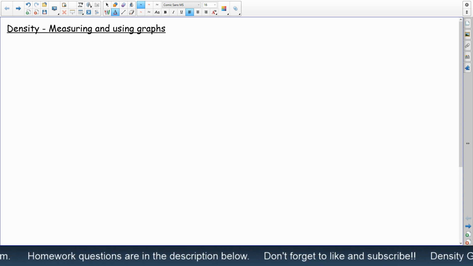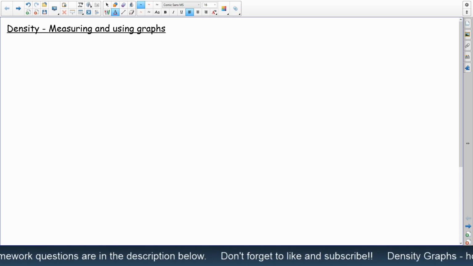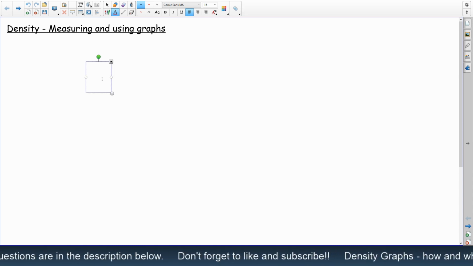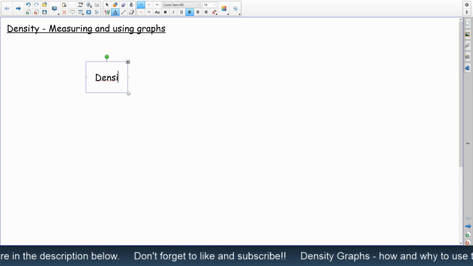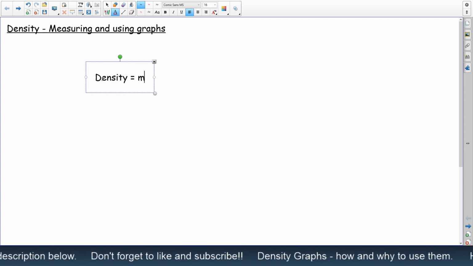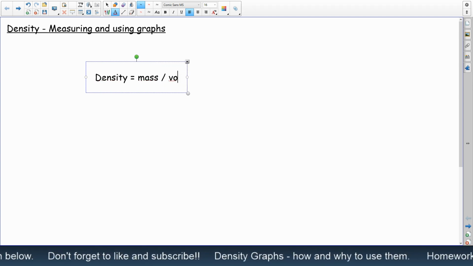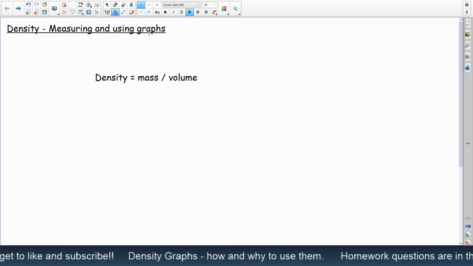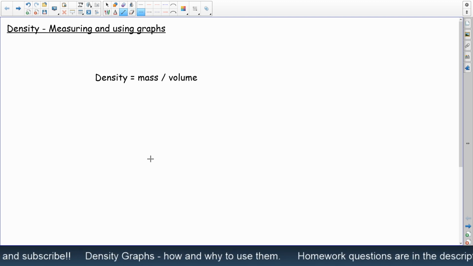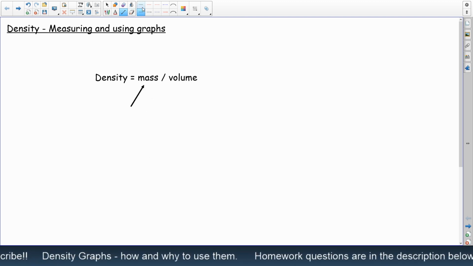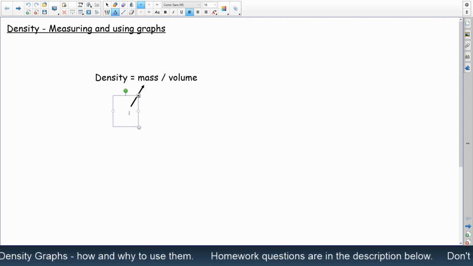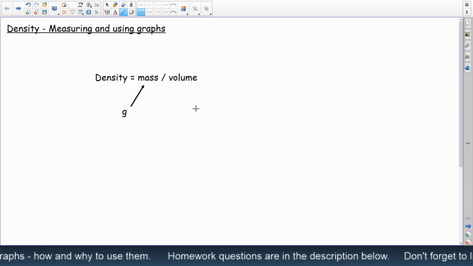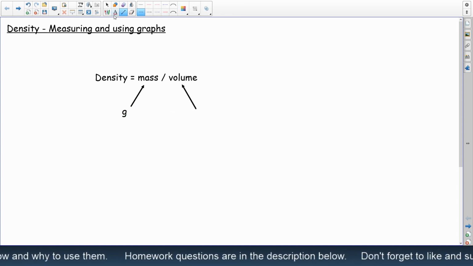Alright, so let's just take a quick recap for those of you who have been away for a little while. The equation for density is equal to the mass divided by the volume of a particular material. The unit for density depends on the mass and the volume you are using. In today's lesson, we're going to use masses that are measured in grams, and volumes that are measured in centimeters cubed.